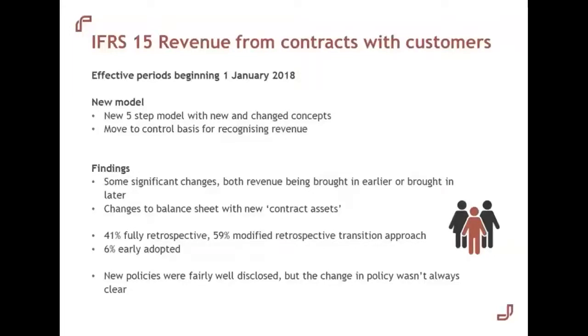If we can see the results of that poll now. Yes, okay, I'm not surprised there. Look, a significant proportion using the modified retrospective approach. Very few people planning the full retrospective. And that's probably what I was expecting. We go on to the next slides.